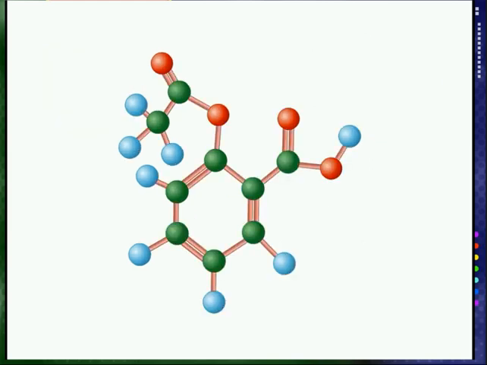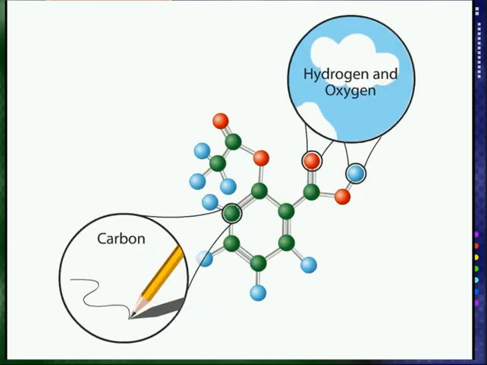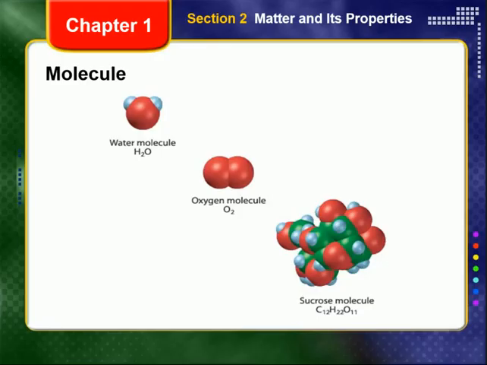Bonds hold the atoms in chemical compounds together. Compounds have properties that are very different from their original elements. In contrast to aspirin, which contains carbon, hydrogen, and oxygen, the elements hydrogen and oxygen are gases at room temperature. One form of carbon is the solid found in pencil lead. You will learn more about the particles that make up compounds when you study chemical bonding in Chapter 6. For now, you can think of a molecule as the smallest unit of an element or compound that retains all of the properties of that element or compound.